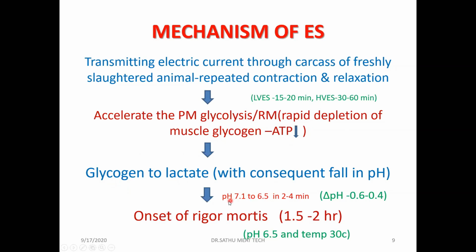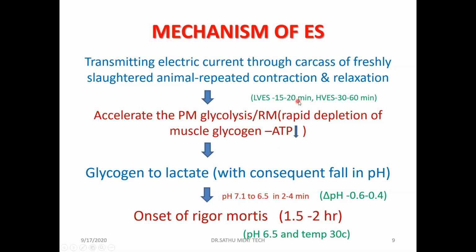So here you can see the muscle pH immediately after slaughter. In the meat technology work we have done, we have seen that the pH of the muscle, in the case of buffalo and cattle, is around 7.1 to 7.2. The pH will fall after the electrical stimulation to around 6.4 or 6.5 within 2 to 4 minutes.